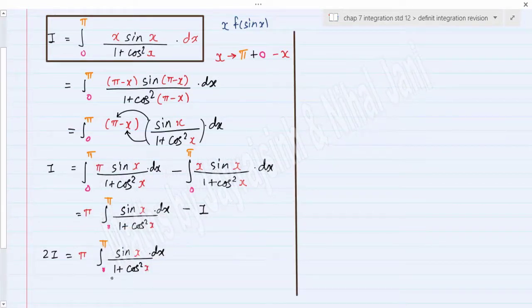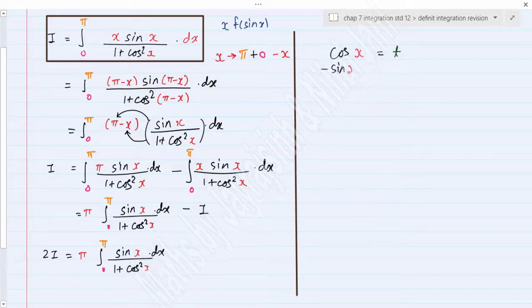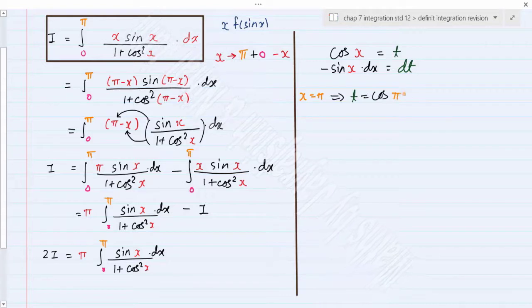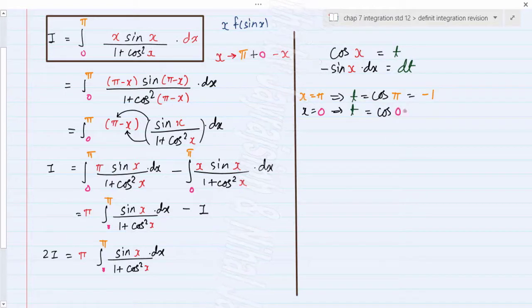To integrate this term, the preferable operation is to assume cos x is equal to t, because its differentiation is also available. The differentiation of cos x is minus sin x dx, which is equal to dt. Now we should change the limit. Your upper limit is pi, the related value of t is cos pi, which is minus 1. Now your lower limit is 0 and the related value of t for this is cos 0, which is 1.